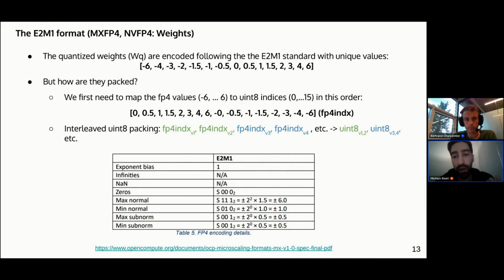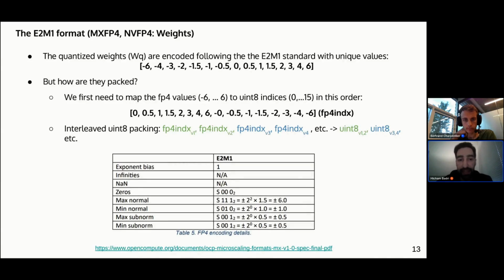And the way to do this is that there's this specific order that you need to follow, that I put here on the screen. So in this FP4 index, you see that you have 0, 0.5, 1, 1.5. So this means that index 0 is 0, index 1 is 0.5, index 2 is 1, etc. It's like a lookup table. So you need to do this mapping. Once you do this mapping, which obviously is a lossless mapping, and you get your 8 indices, you need to pack them.